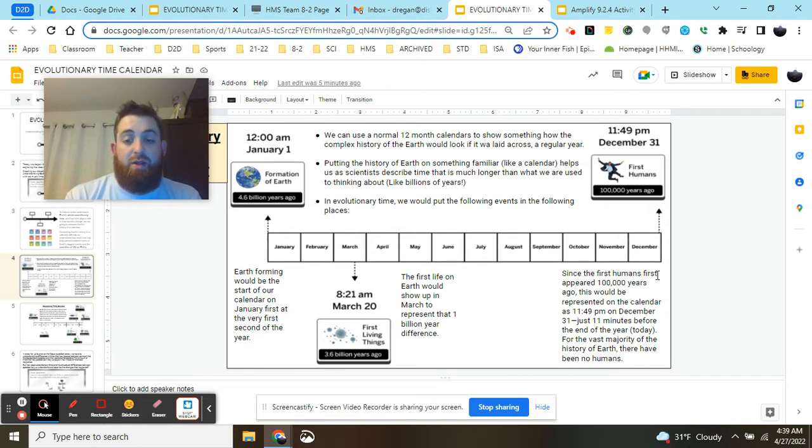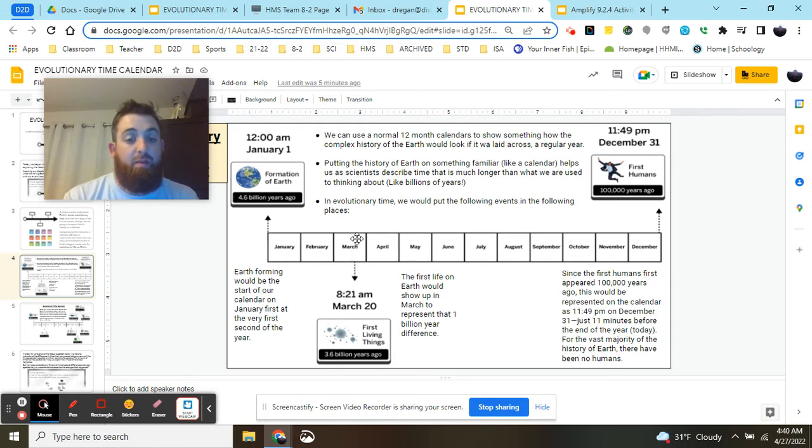We know that humans first appeared 100,000 years ago, so 100,000 years from today. So this would be represented on our calendar at 11:49 p.m. on December 31st, so just 11 minutes before the end of the year. So the end of the year represents today, and at 11:49, 11 minutes before the end of the year, that's when humans first showed up. So 11 minutes before today would represent the first human. So, for the vast majority of Earth's history, there have been no humans.